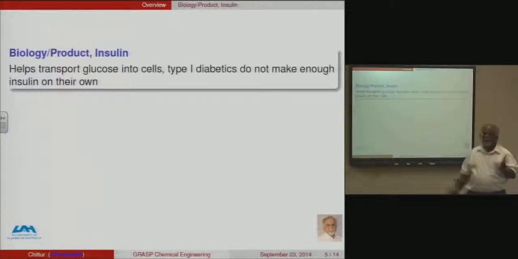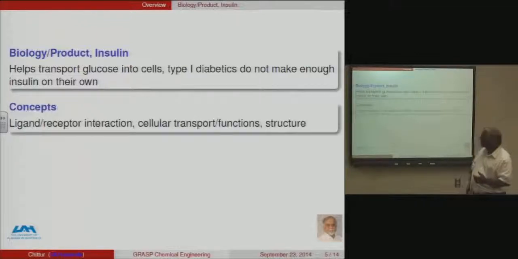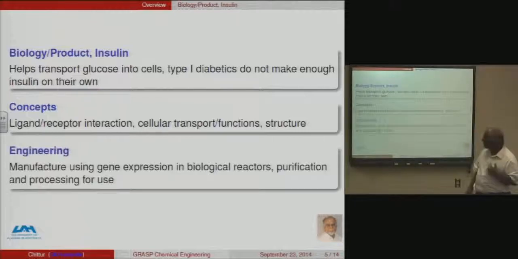So what is insulin? Insulin helps transport glucose into the cell, and type 1 diabetics cannot make insulin on their own. As to how insulin transports sugar into the cells, we need to understand things like ligand-receptor interactions. So we'll talk a little bit about what they are. Essentially, you have a molecule in solution binding, attaching itself to another molecule, and then facilitating the transport of glucose into the cell. So we'll talk a little bit, therefore, about the importance of insulin.